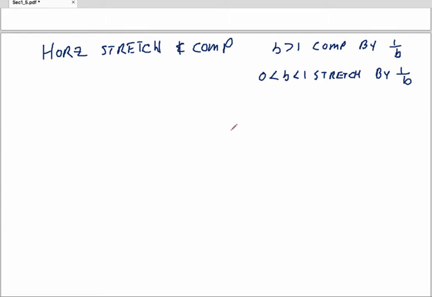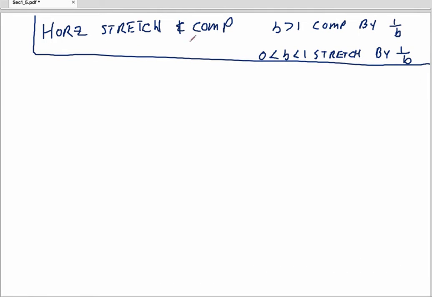Now just hang on to that. Keep that in your hip pocket. We're going to pull it back out in just a minute when we start using it, but we need to have that information at our fingertips. Okay, so that's the horizontal stretches and compressions. Let's do the easier one now. The easier one is the verticals.